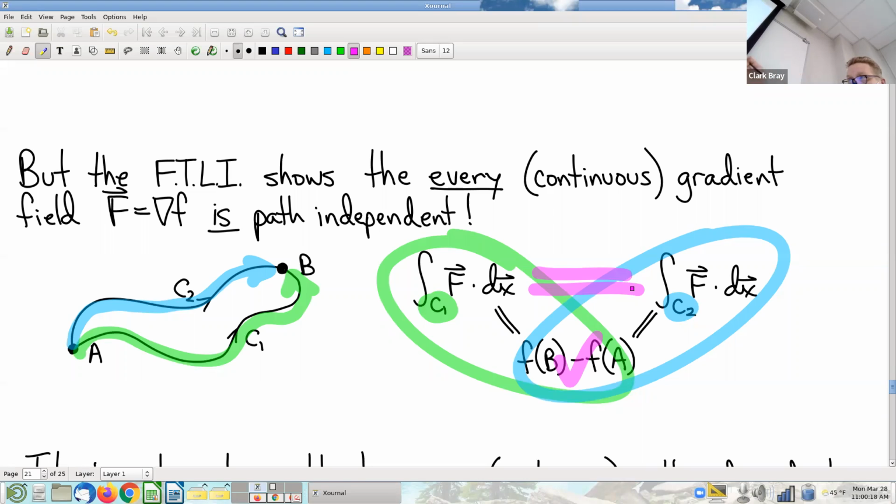And it doesn't matter which two paths you pick. Any pair of points, any two paths that start and end at the same point, this argument works. So every gradient is path independent.